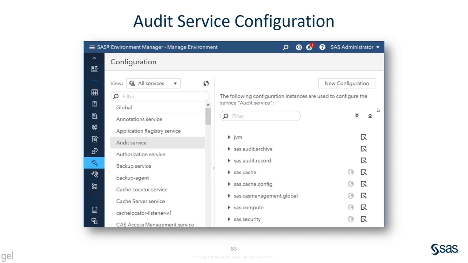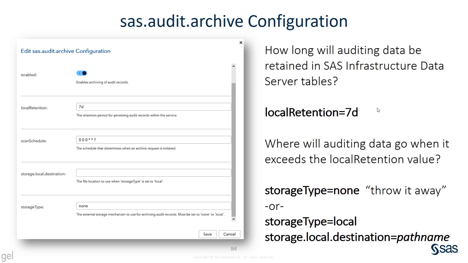So what gets audited? There is a microservice that is responsible for pulling information off of the message queues and persisting that information in Postgres. So oddly enough, it's called the audit service. And it has 2 primary components that we need to configure. One is the archive, and the other is the audit record.